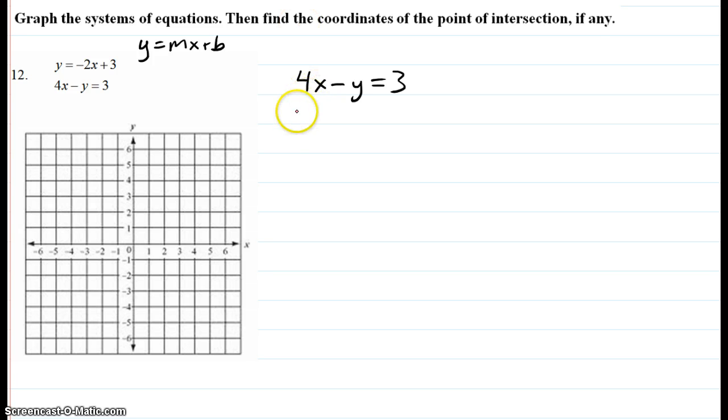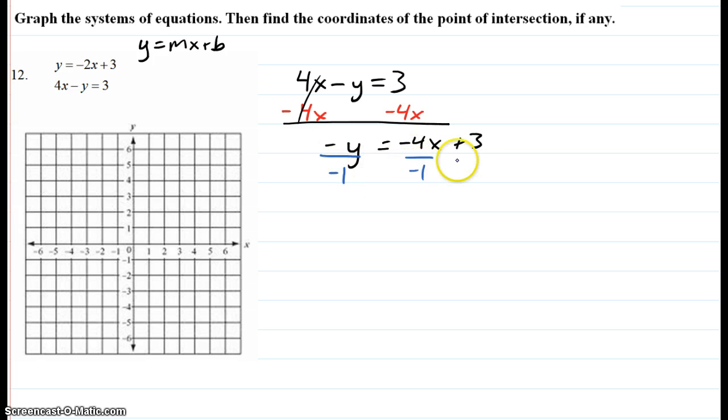So we minus the 4x from both sides. And so this goes away and we get minus y. It's important you bring that minus down. Equals negative 4x plus 3. So now to get rid of the negative, just divide everything by negative 1. And so now we're left with y equals 4x minus 3.